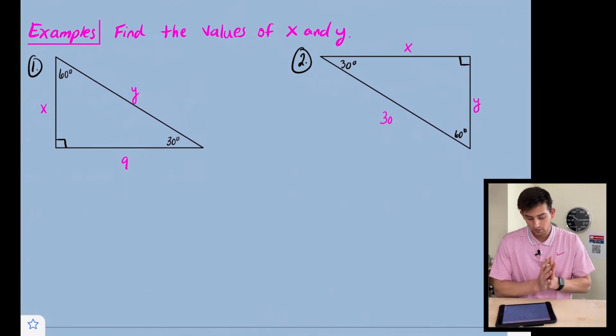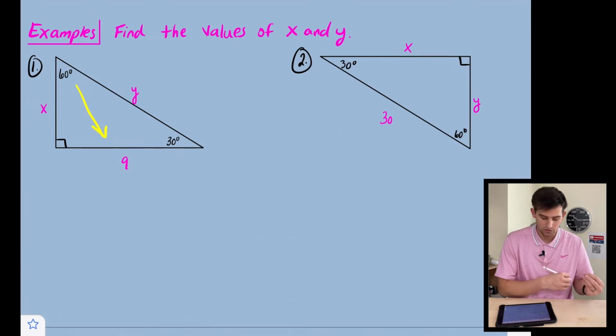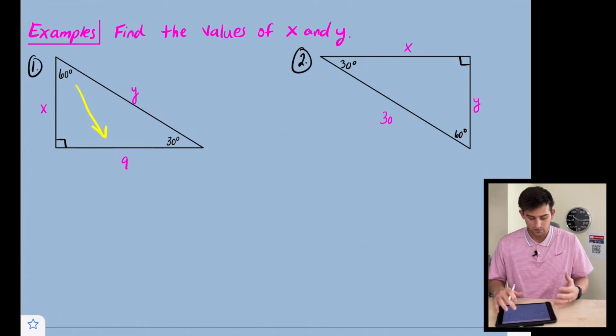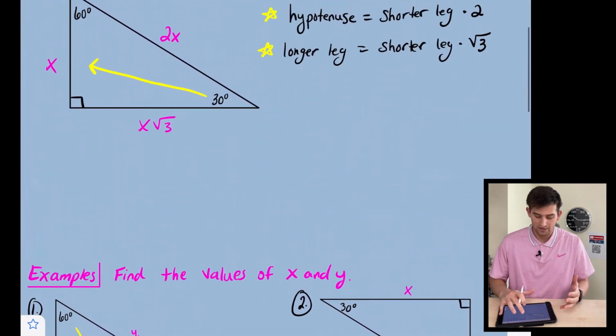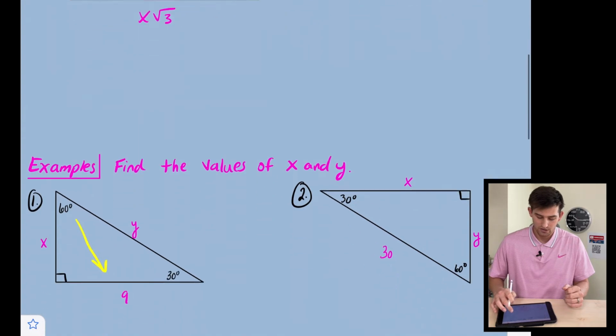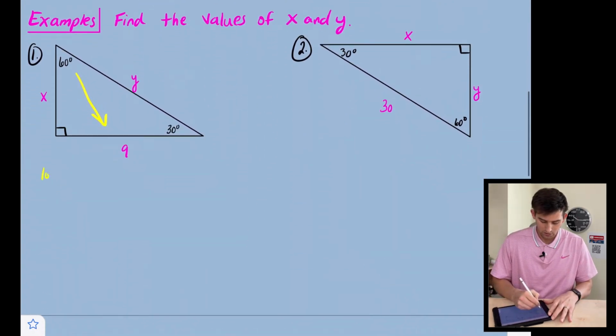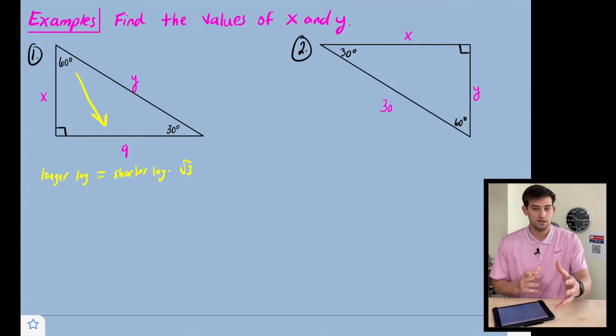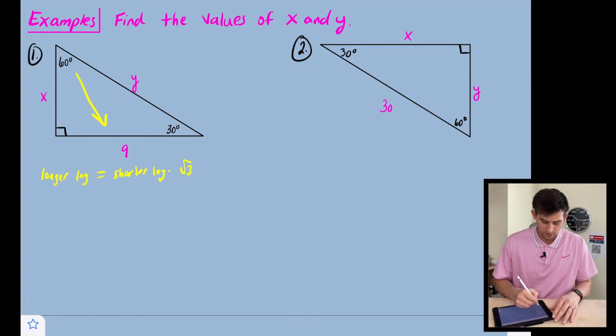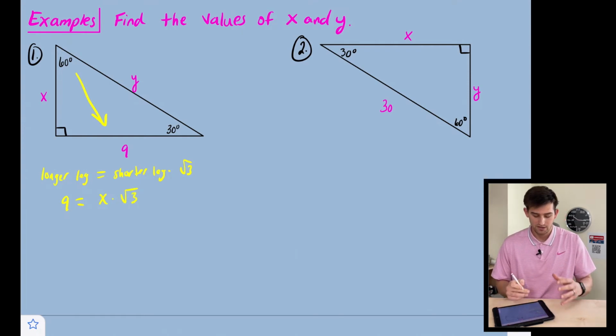For both of these, we want to find the values of x and y. For number 1, we are given the longer leg, right? The longer leg is opposite of the larger angle. So we need to find the shorter leg and we need to find the hypotenuse. If we look back at our two equations, we have the longer leg, so let's use this second equation. Our longer leg is equal to the shorter leg times the square root of 3. Let's plug in the information that's given to us in our diagram. The longer leg is equal to 9, the shorter leg is equal to x, and now we can divide both sides of this equation by the square root of 3.